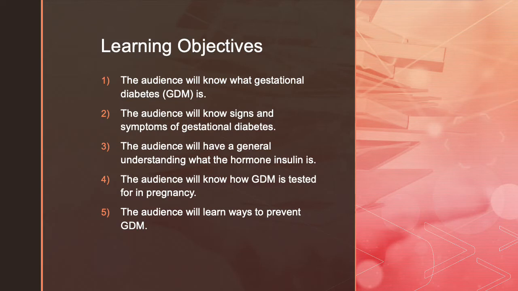Some of the learning objectives today are the following. First, I would like the audience to know what gestational diabetes is. Second, the audience will know signs and symptoms of gestational diabetes. Third, the audience will have a general understanding of what the hormone insulin is. Fourth, the audience will know how gestational diabetes is tested for in pregnancy. And fifth, the audience will learn ways to prevent gestational diabetes.